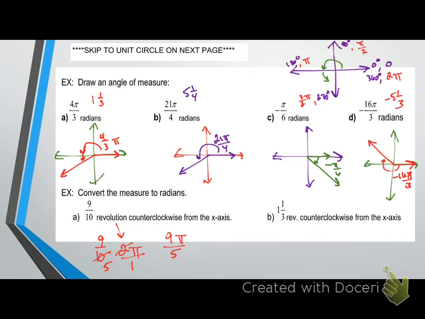So the easiest way to figure this out is to turn this back into an improper fraction. Make this 4/3. But 4/3 of a revolution would be 4/3 times 2 pi. You make this a fraction by putting it over 1. And then you can multiply straight across and make this 8 pi over 3. All right?